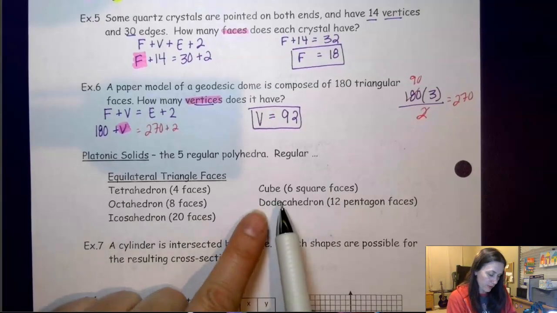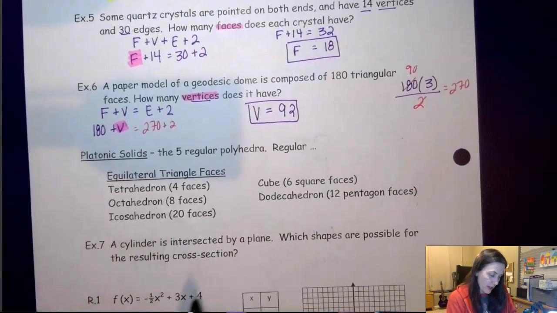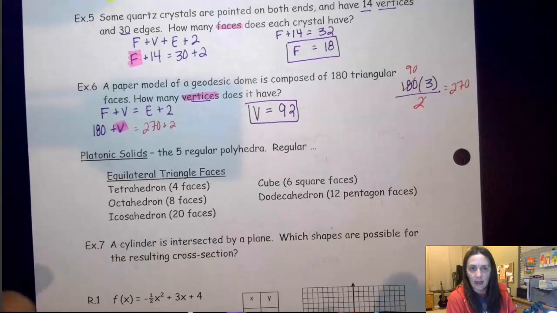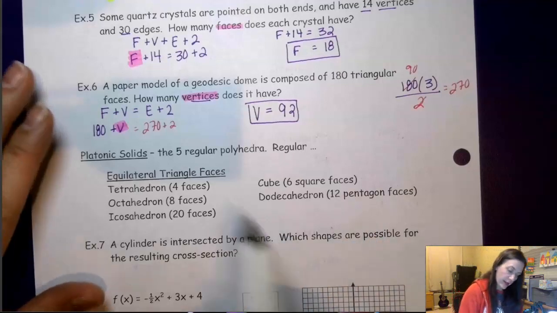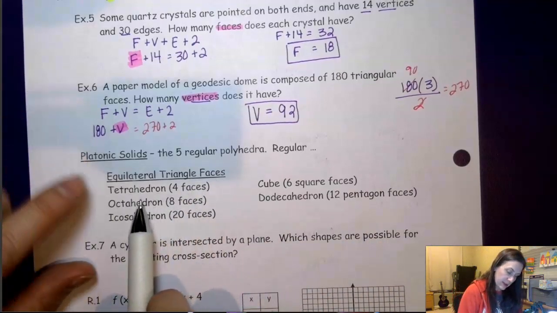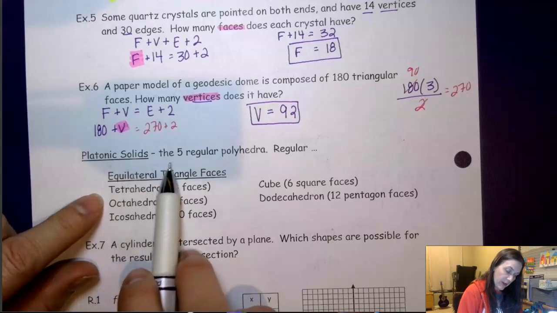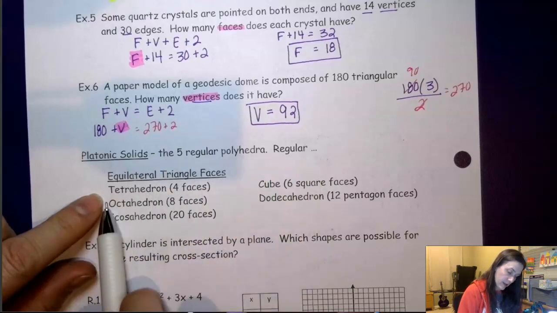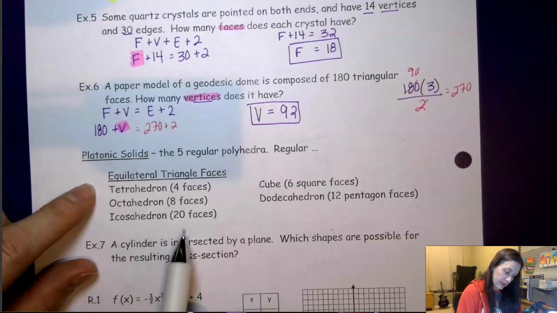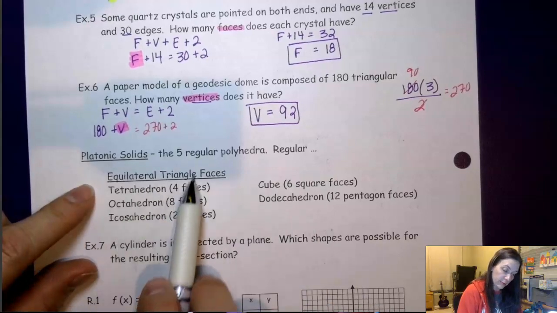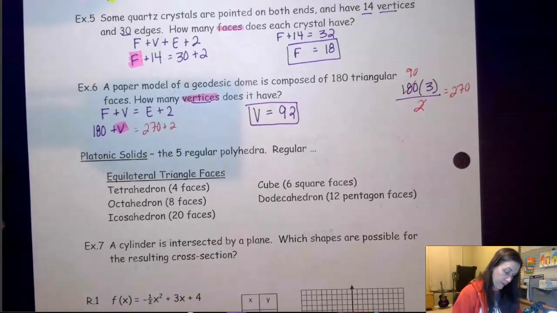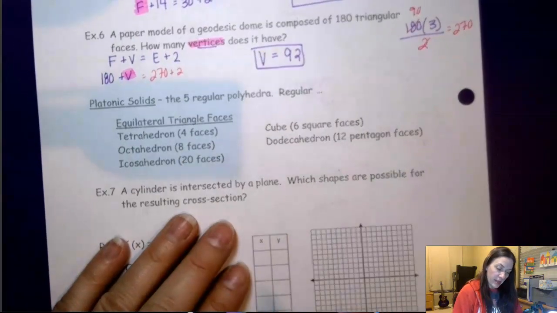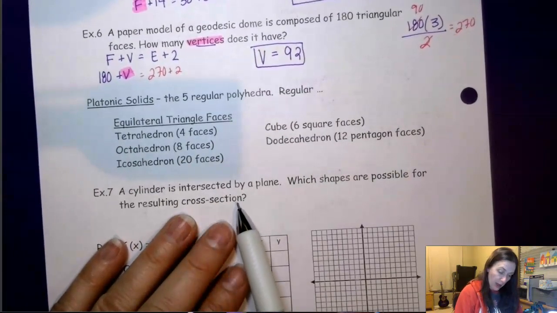Other than cube, we would know cube, and maybe tetrahedron. These aren't ones that you're going to really know, and I'm not going to ask you or test you on these. But equilateral triangular faces, platonic solids, the 5 regular polyhedra: 4 faces, 8 faces, 20, and they're equilateral triangular faces that you could have.